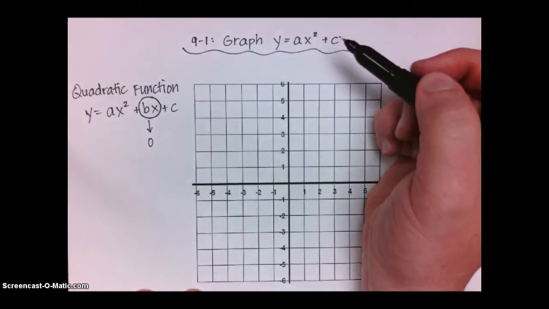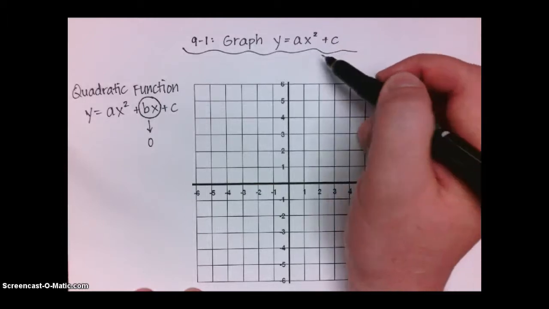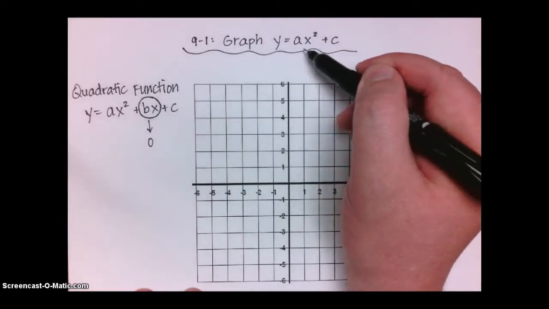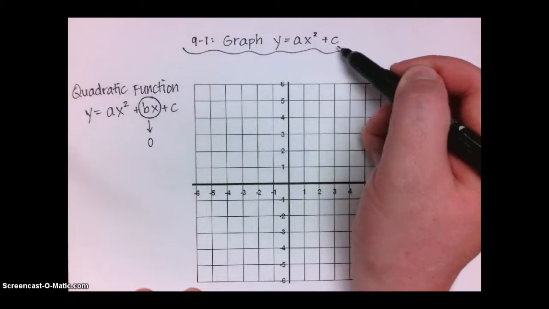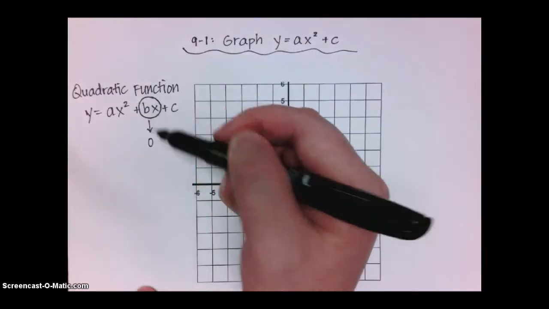But typically that's not going to happen. It's going to be the b that's going to be 0. And that's what this form is, ax squared plus the c. So we're leaving out the middle part for this section.